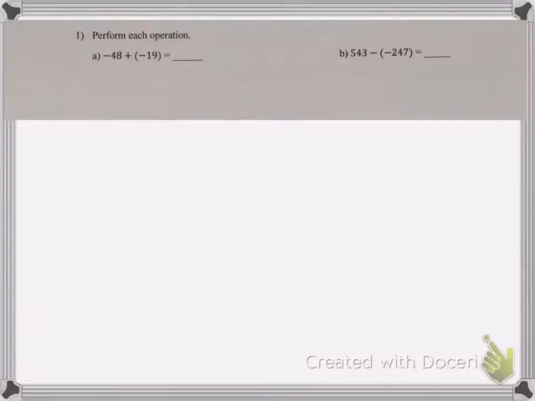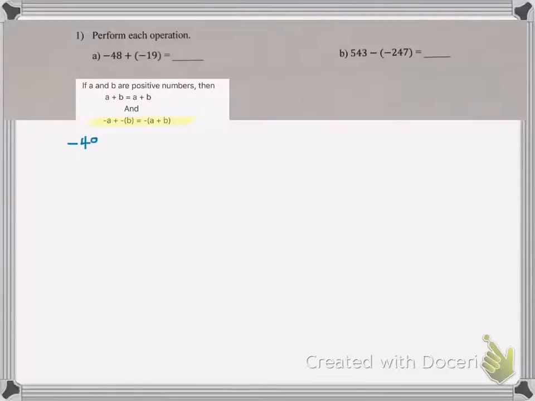Part A, negative 48 plus negative 19. To evaluate this sum, I'm going to use one of the rules that we learned in class. And I'm going to focus on the bottom part of the rule right here, where it says negative A plus negative B equals the opposite of the sum of A and B. So I am going to rewrite this problem using this rule here.